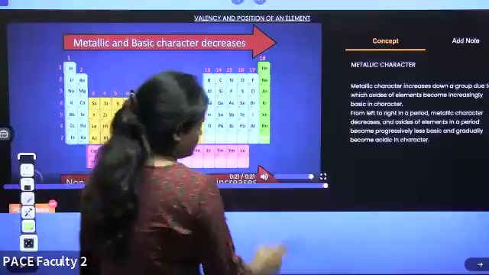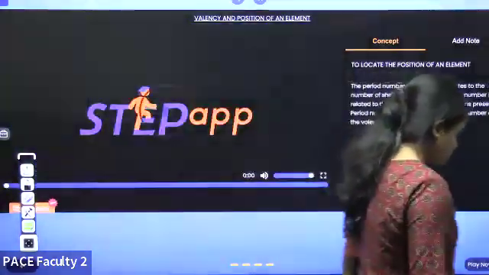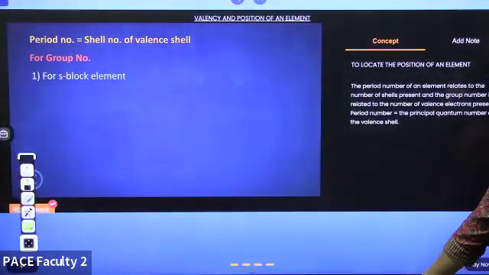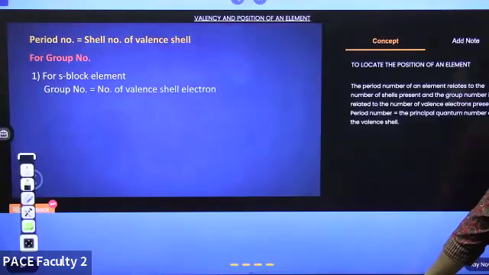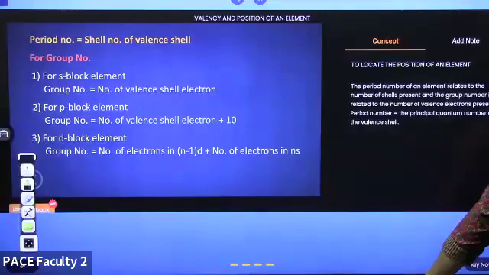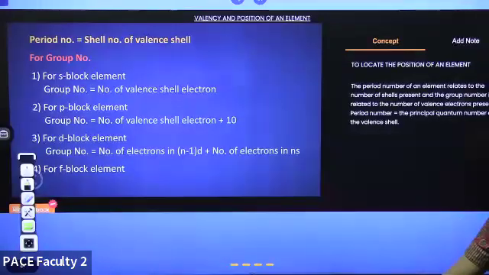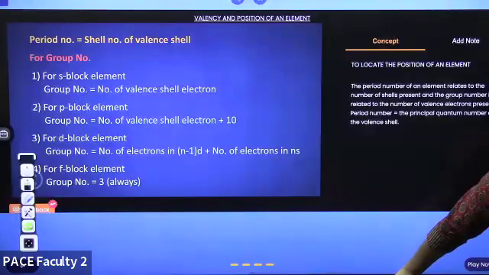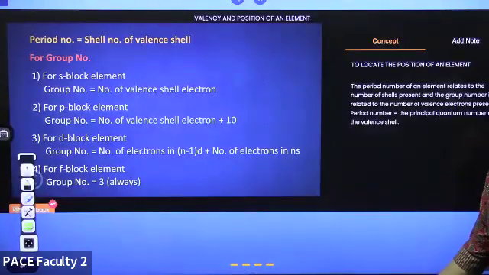Continuing, moving on. The position of an element: we have to check the period of an element, which relates to the number of shells present, and the group number is related to the number of valence electrons present. Period number is equal to the principal quantum number of the valence shell.